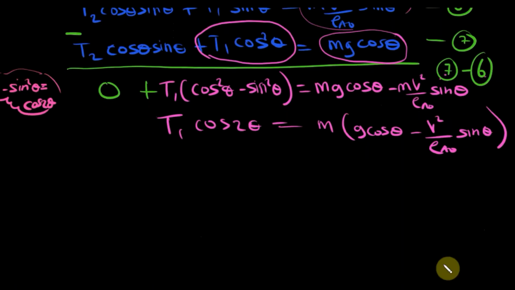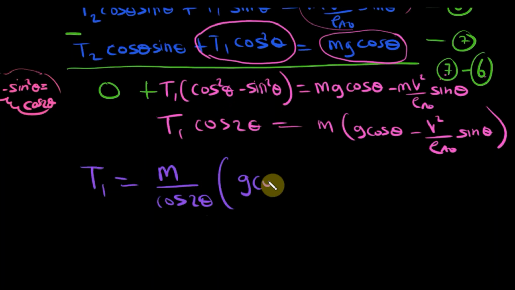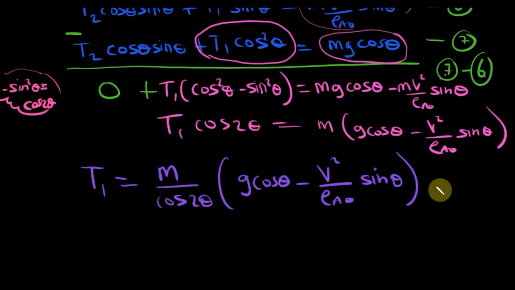Alright, this is starting to look like our previous equation. Making T1 subject of the formula, we end up with T1 is equal to m over cos 2 theta multiplied by g cos theta minus v squared over LAO sine theta. Alright, call this equation 8.